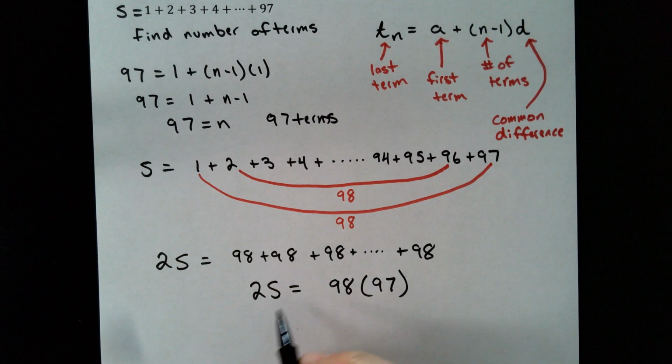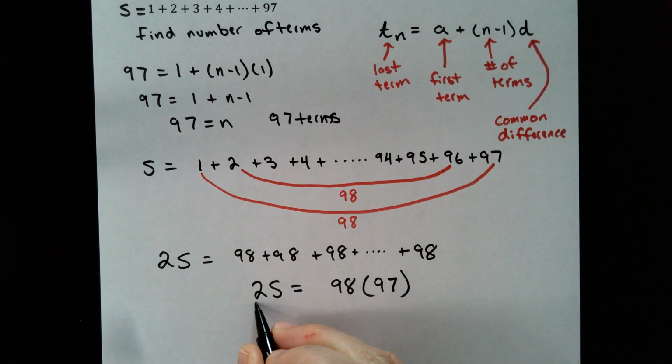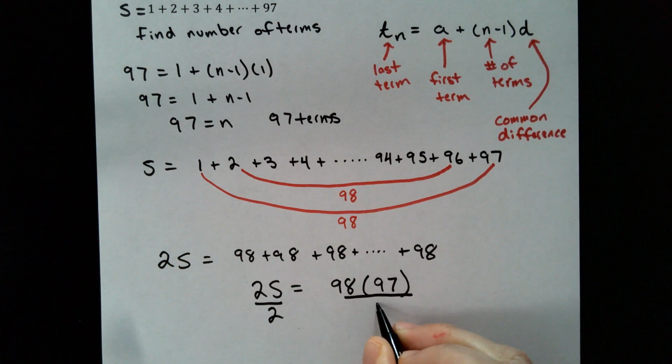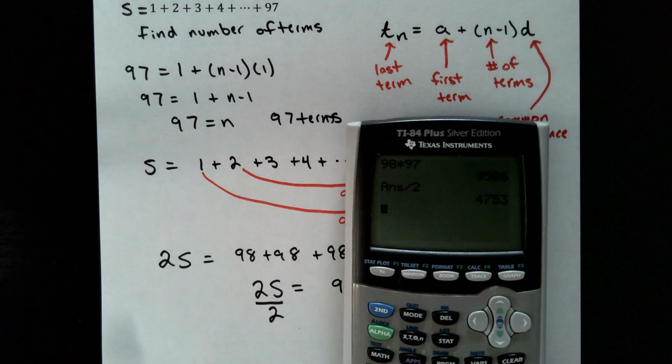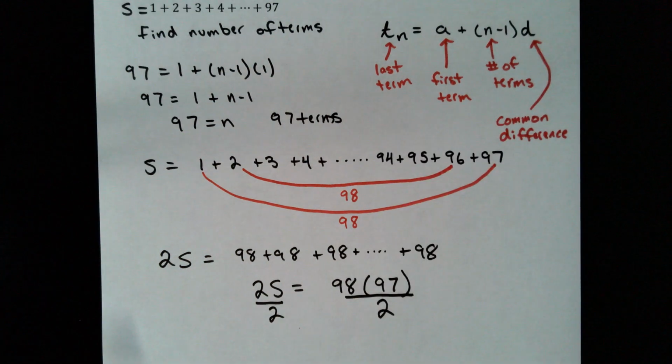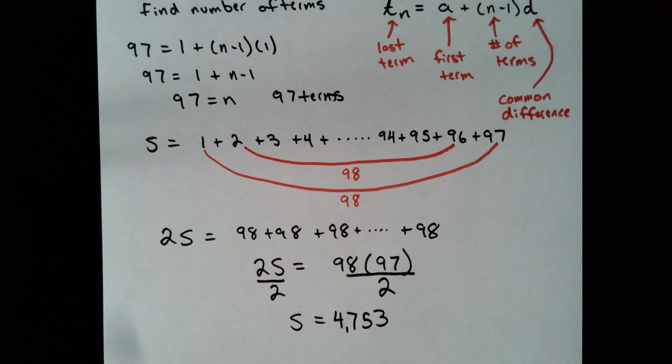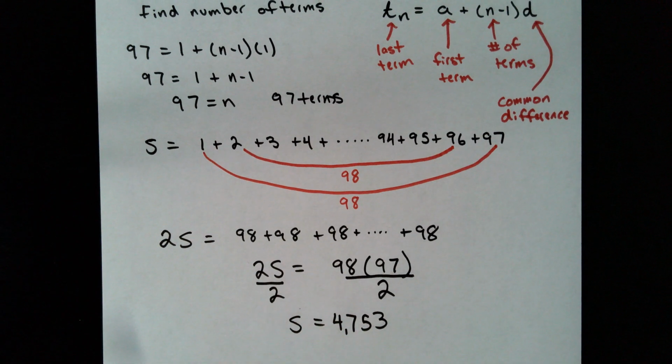Okay, so if I want to get the sum of S, not 2S, what I do here is divide by 2 on both sides. Okay, and that will give me S. And if you multiply this all out, I'll do it once this time. You'll have to do some of the calculating yourself for time's sake. 98 times 97 divided by 2, and we get 4,753. Okay, so S is equal to 4,753. The sum of 1 plus 2 plus 3 plus 4 plus all the way to 97 is this number.